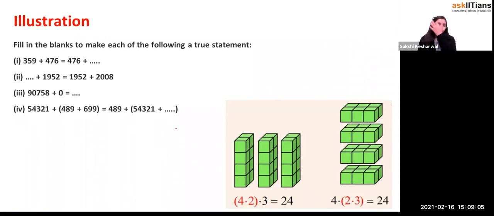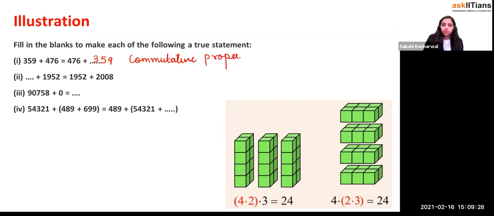So let's come to the illustration. Fill in the blanks to make each of the following statements true, right? It says 359 plus 476 is equal to what? 476 plus what, beta? 359, or not? The reason will be what, beta? Commutative property, right or not? Commutative property, that's the position change, right?